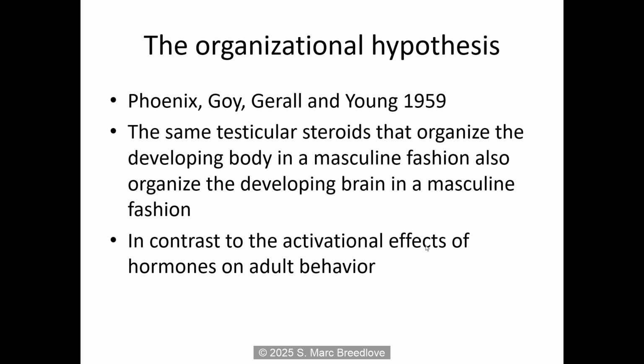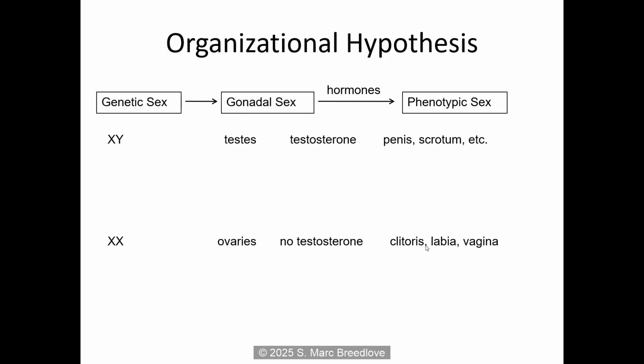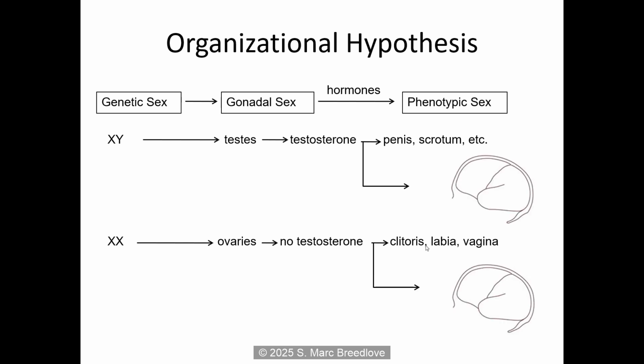And so the organizational hypothesis was similar in terms of its elegance, right? A Y chromosome determines whether there'll be testes. The testes will produce testosterone. The testosterone will masculinize the exterior. In the absence of a Y chromosome, you make ovaries. You don't see the androgens early in life, and you form a female phenotype. And the brain is just one more tissue that's listening to this organizing signal. And in the presence of testosterone, the brain will be organized in a masculine fashion. And in the absence of testosterone, it'll get organized in a feminine fashion. And there is a certain elegance to that.